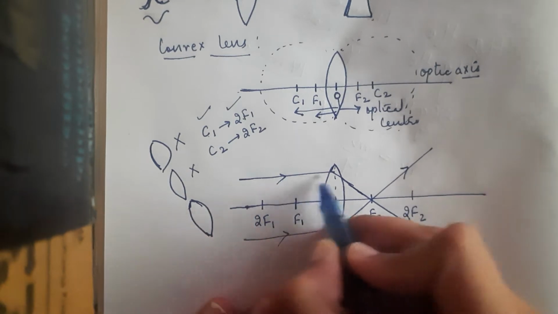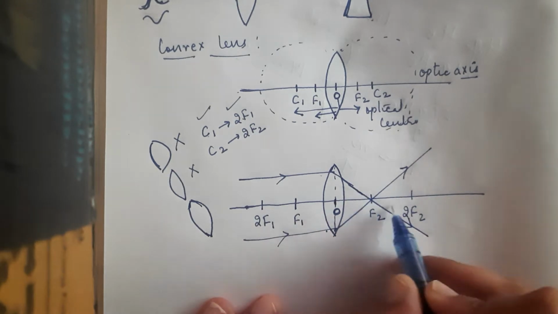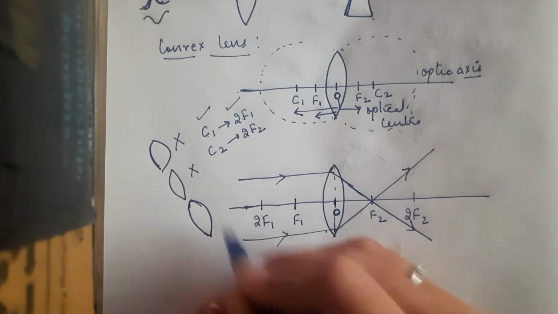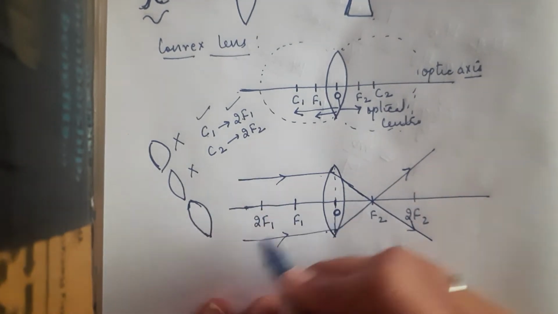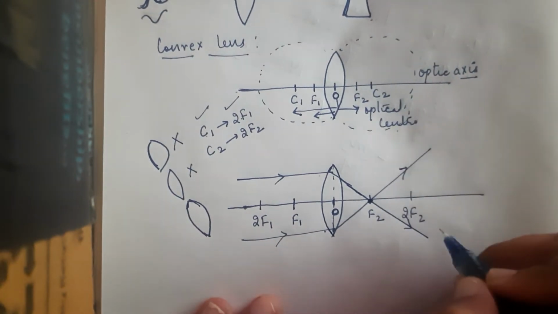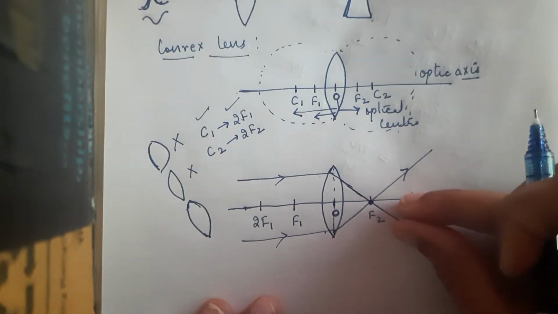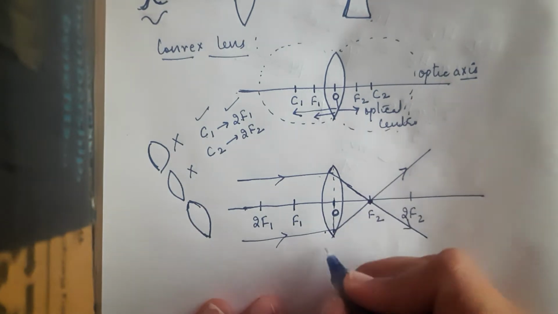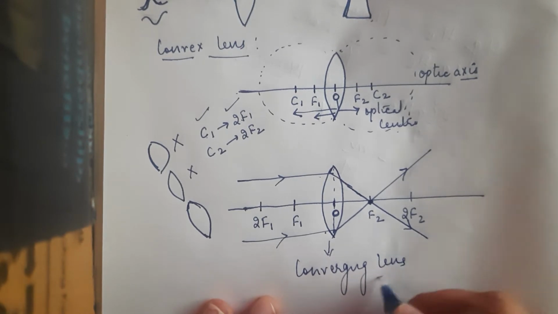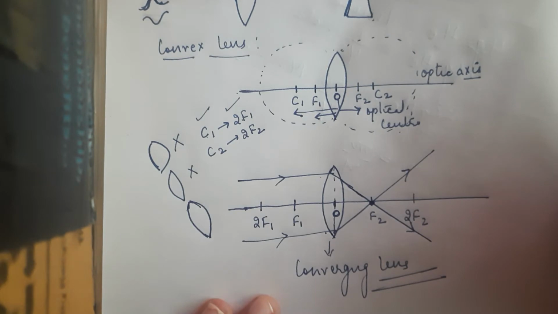So the light rays which are coming parallel to the principal axis, after refraction, converge at a point called focus, right? So it's that simple. In this case, the object is at infinity because the light rays are coming from infinity. They are parallel and the image formed is at focus F2, right? Now, since the light rays are converging after the refraction, that is why the convex lens is called converging lens, because it converges the light rays at a point F2, right?